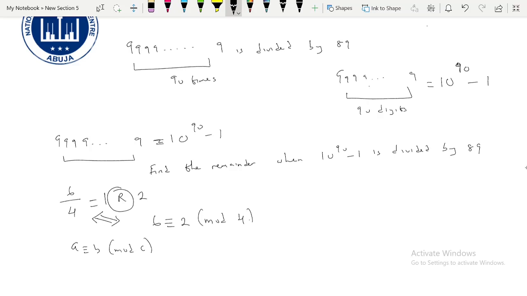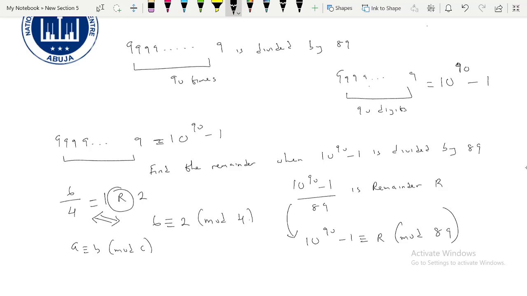Now, supposing the remainder of 10 to the power 90 minus 1 divided by 89 is R, then if I write this in modulo form, this implies that 10 to the power 90 minus 1 is congruent to R in mod 89. So I intend to find this R now. So this is what I'm going to do.